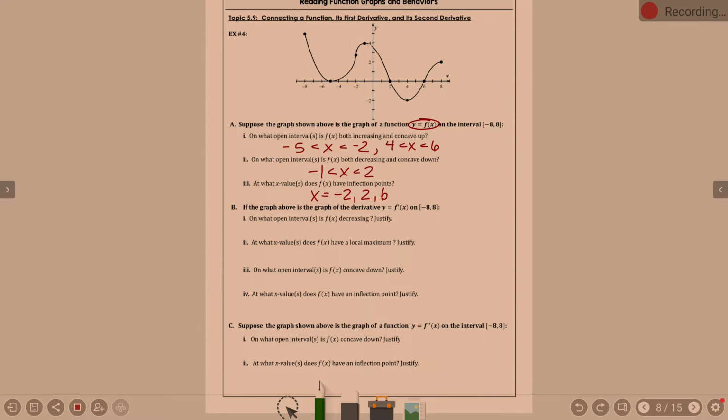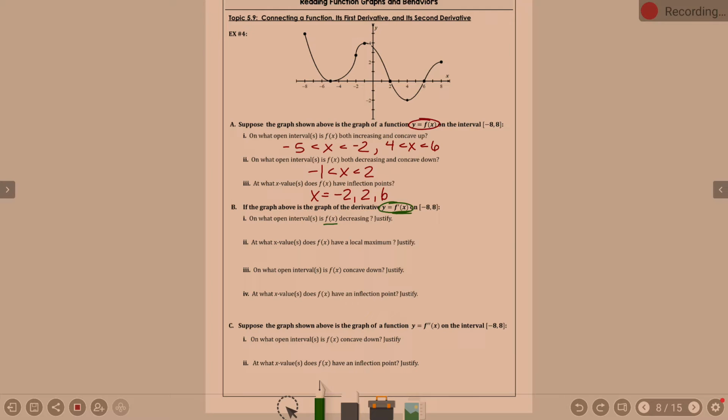Changing it up, ready to talk about B? Now what is this graph? Now it's a derivative graph. So change your ways of thinking. This is the derivative. That's what we're saying now. On what open intervals is the function decreasing, and justify? We're being asked the question about f of x, but we're provided the derivative graph. If we're being asked when the original function is decreasing, what are we looking for on the derivative graph?